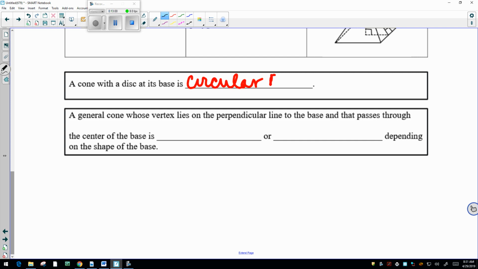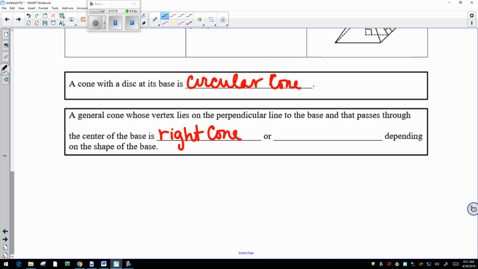That's what we will typically be focusing in on. A general cone whose vertex lies in the perpendicular line to the base and passes through the center of the base is what's called your right cone. That's your ice cream cone. That's your typical cone that we know.